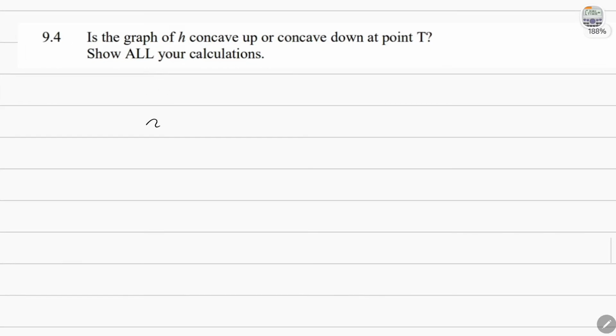So you can actually find this because you have the full equation of h. You can find this by finding the second derivative and then setting it equal to 0. But another easy way to do this is to find the second derivative and find out where it's concave up. This is where the second derivative is greater than 0.